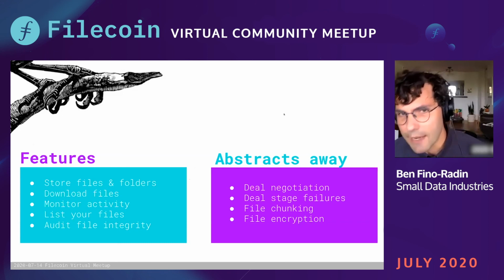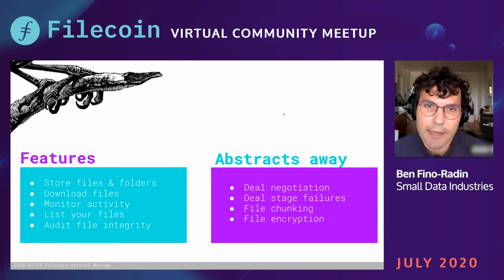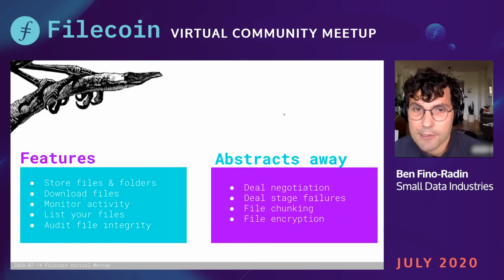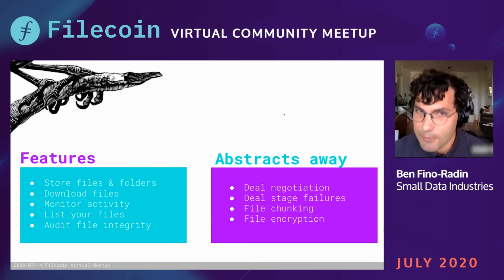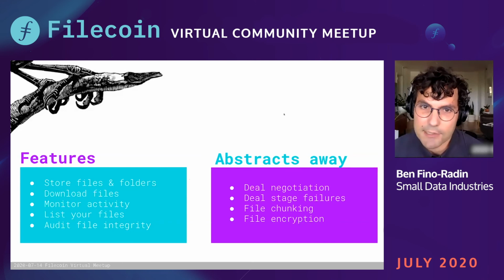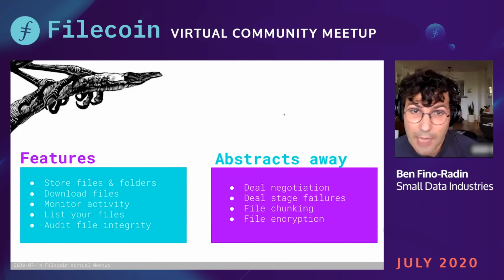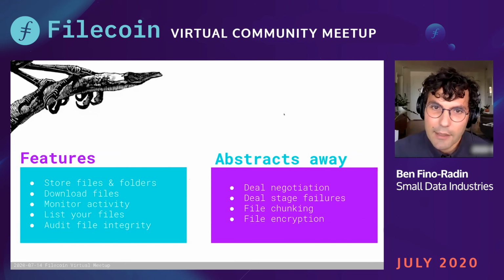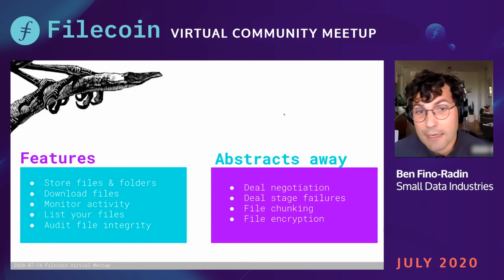So we abstract away from all the deal negotiation, any kind of deal stage failures. It just automatically retries, finds better deals. File chunking, so you can store files that are 1 terabyte if you want to, for instance. And we are also doing file level encryption because the stakeholders that we work with can't have people accessing their data because it might be illegal due to copyright, or it just might be something very, very valuable. And even if the miner only has a piece of it, only a chunk of it, that still wouldn't be acceptable to many stakeholders.